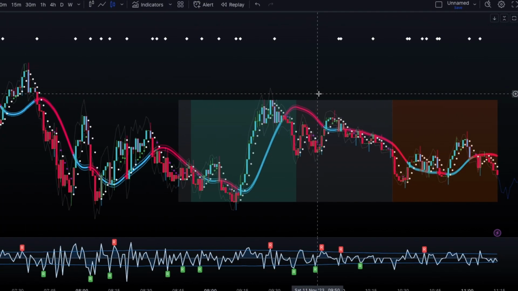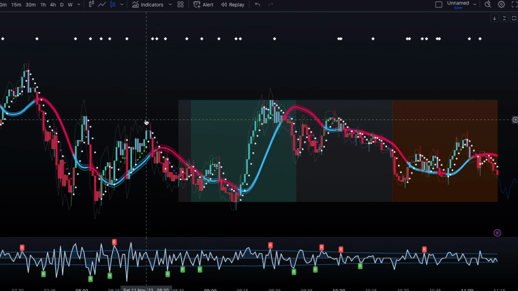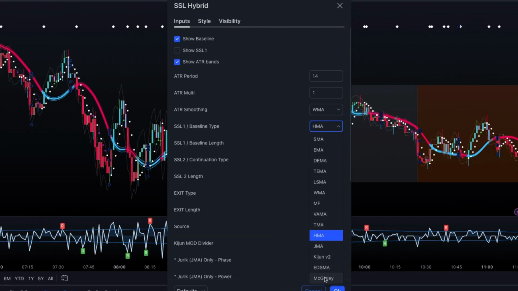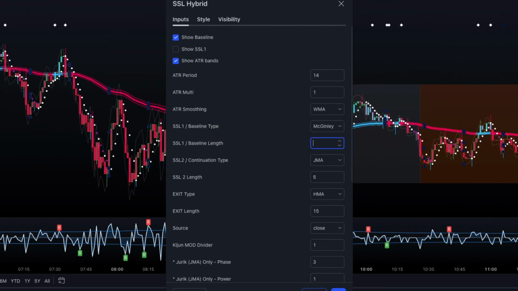Okay, so now we have all three indicators on the chart. We just need to go and change some of the settings. So go to SSL Hybrid, double click. For the baseline type, we're going to change it from HMA to McGinley, and we're going to change the baseline length to 200. And we're going to leave the rest of the settings the same.